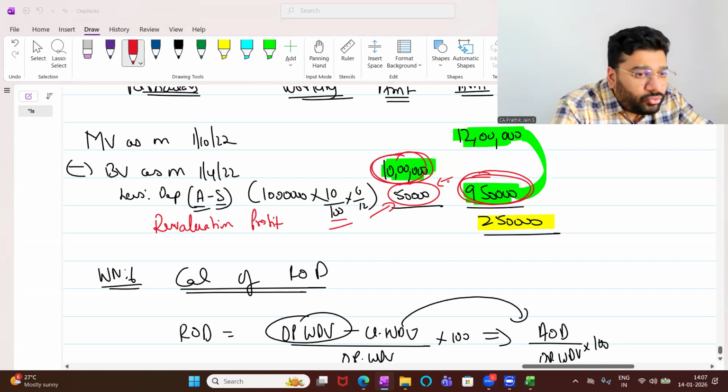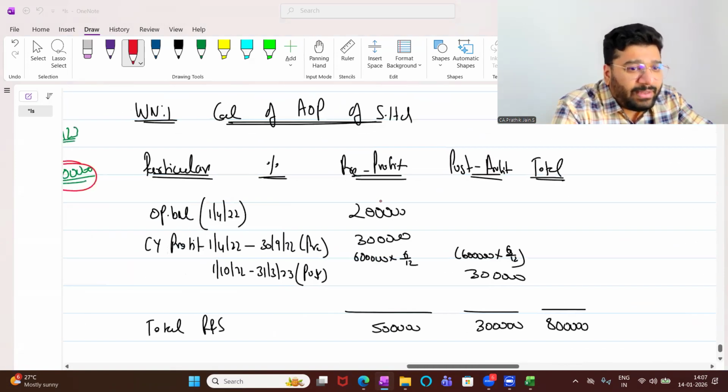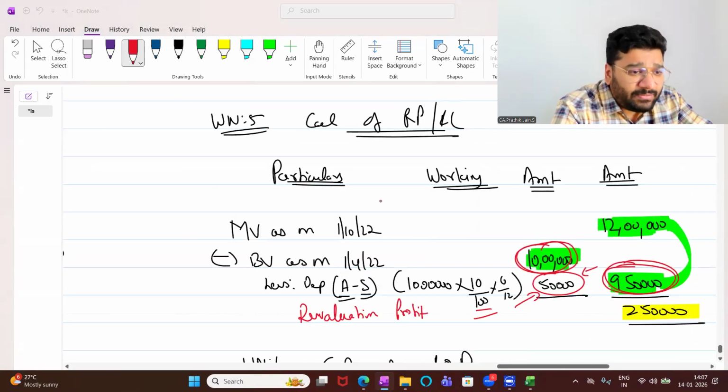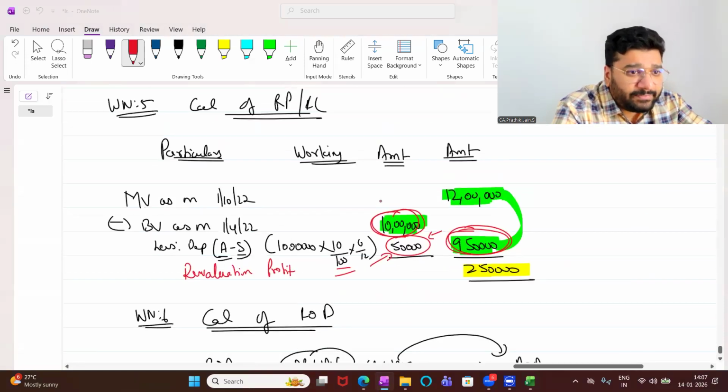Please show working note 2, 3, 4. Oh, she's telling 2 means this. Purvi, is this what you're trying to say? 2 means working note 5 and 6.